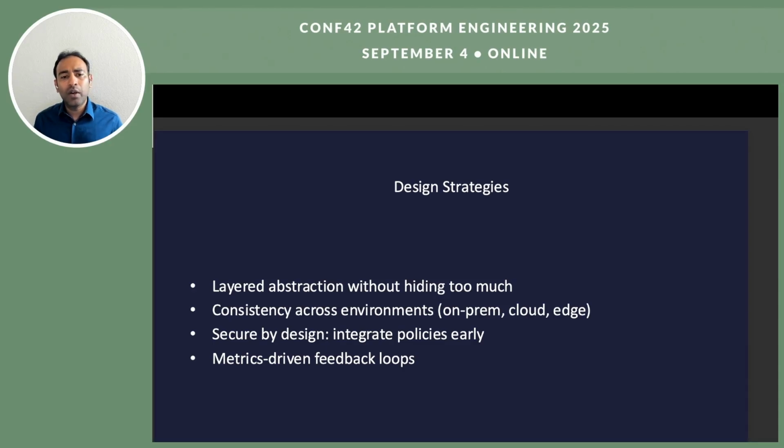Second, consistency across environments. Whether we're running on-prem, in the cloud, or at the edge, the platform should look and feel the same. They cannot have different ways of deploying when they host it in AWS, or in Google, or somewhere else, or even on-prem. The thing has to be the same for the user experience and also for security and other things. And the third one is secure by design. That means integrating policies from the start and continuously measuring so we know what's working and what needs improvement.